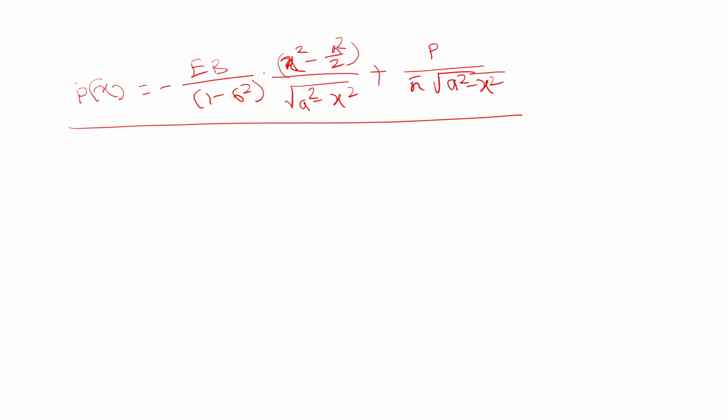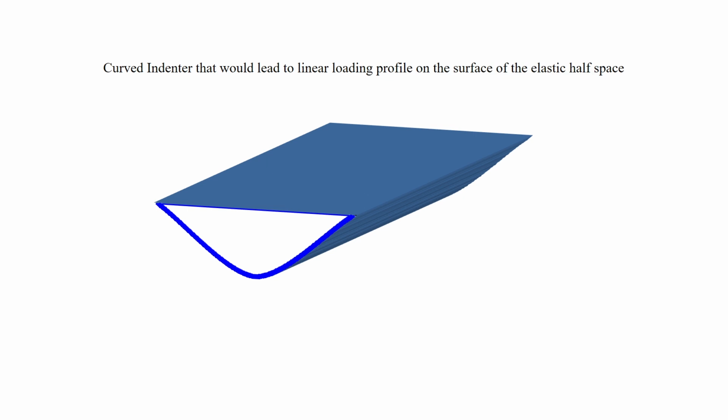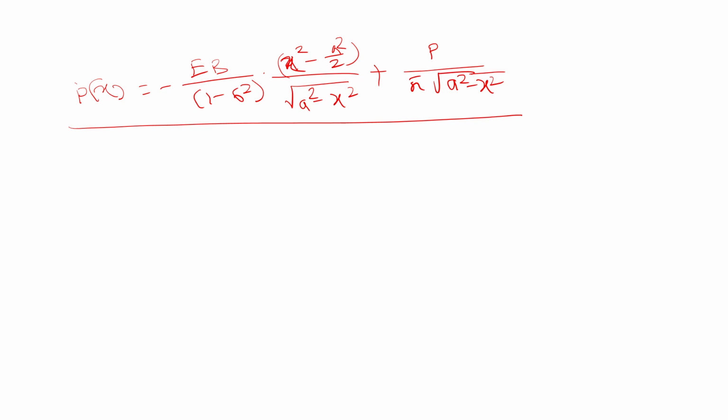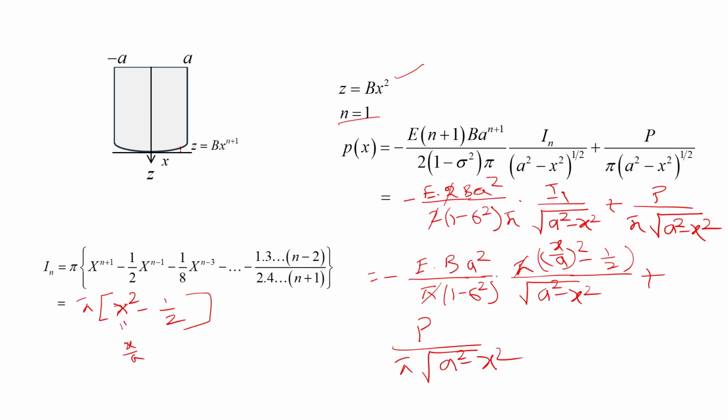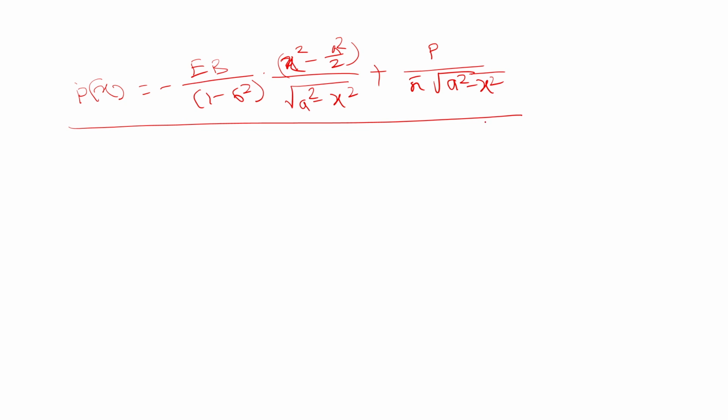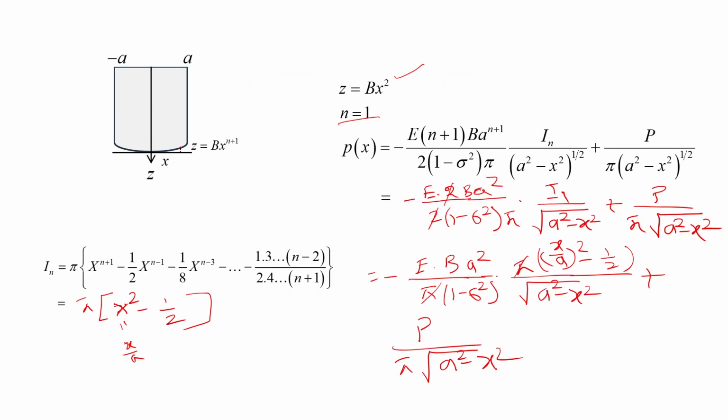So, we will do that sometime later, but what we are interested in now is that in this particular problem we can find out the pressure distribution, leading to some kind of parabolic profile, let us say. This particular pressure distribution leads to this kind of parabolic displacement or deformation. Or rather, the other way to say it is that we have a cylindrical punch having this curved surface, which leads to this kind of pressure distribution, which has P by square root of a square minus x square.